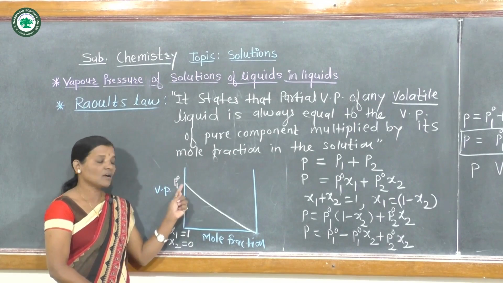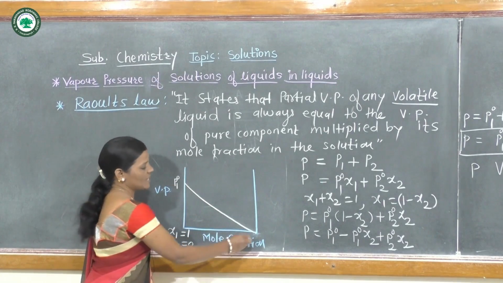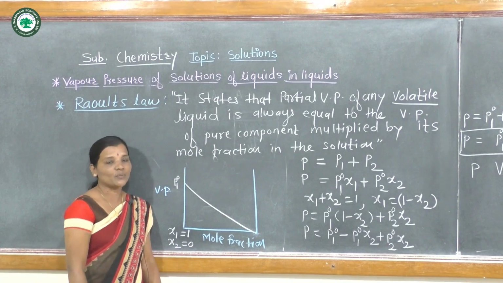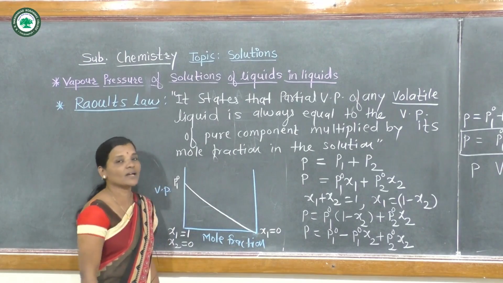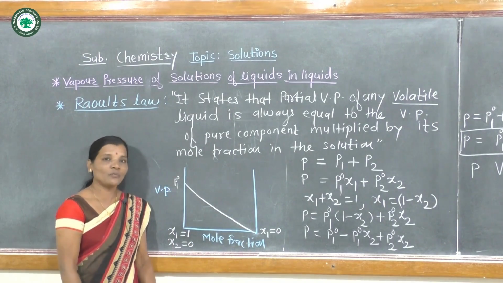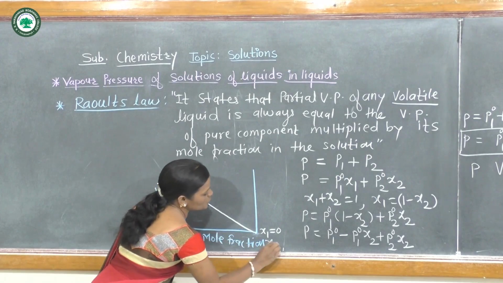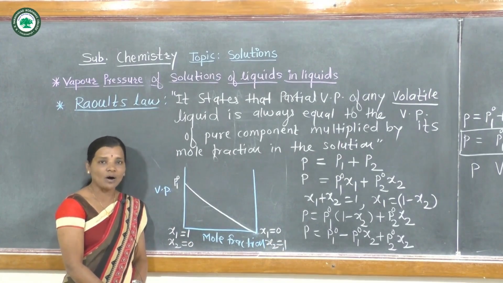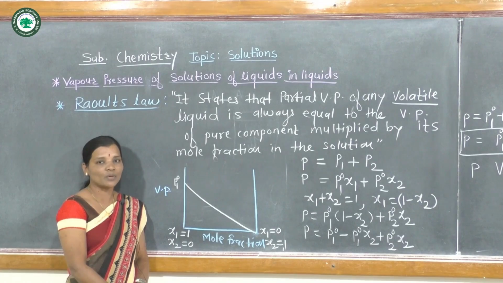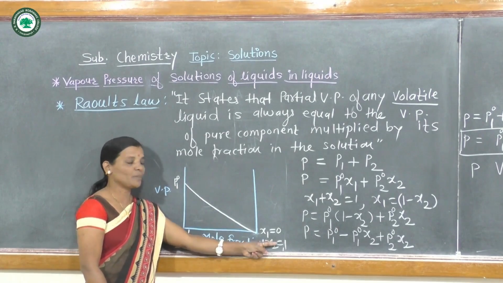Now as the vapor pressure of the first volatile component decreases and goes to the 0 value, the mole fraction of the first volatile component should be 0. When x1 is equal to 0, we should have x2 equal to 1, because in the same solution the sum of mole fractions of both components is unity, and that is a constant value. So as x1 becomes 0, x2 should be 1.